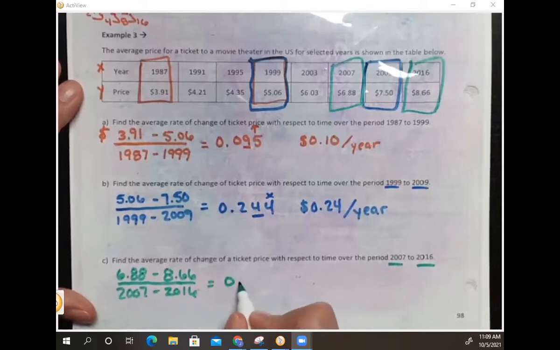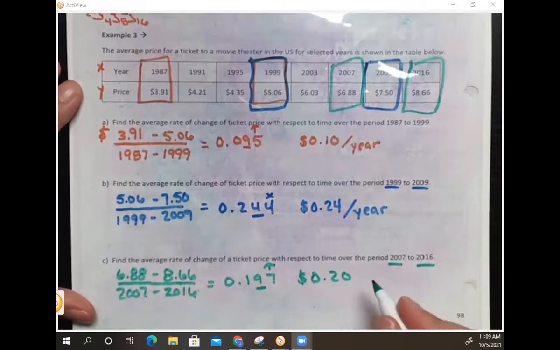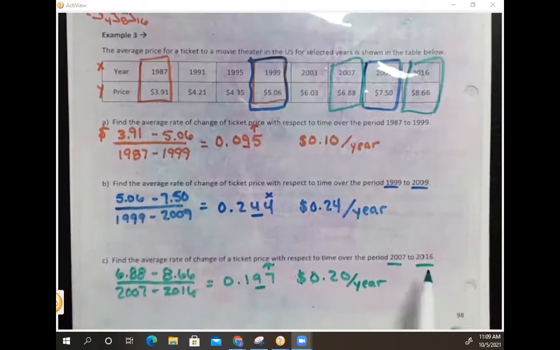When we divide this, we get 0.197, and so on. Round to 2 decimal places. This 7 is going to round us up. So 19 rounds up to 20. So our movie ticket price is changing by 20 cents per year on average over this time frame.